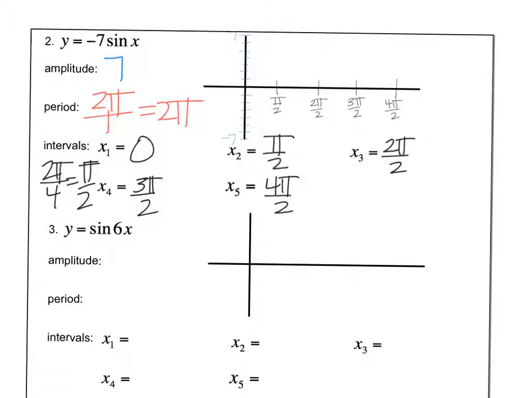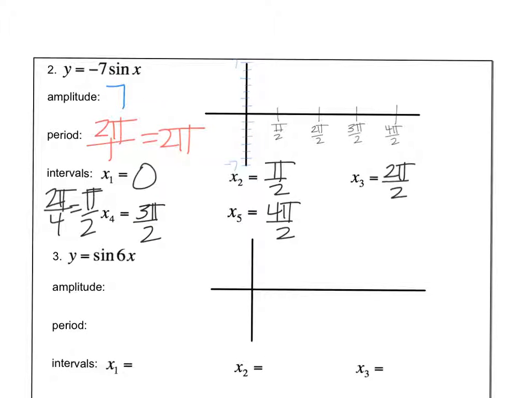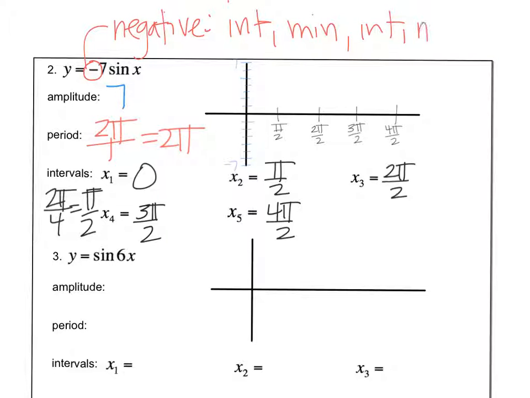This one's a little different though. What's different about this one compared to the last one? Just looking at the equation, what's different in the equation? There's something important. It's negative. When it's negative, instead of doing intercept, max, intercept, min, intercept, we're going to do intercept, min. We're going to go to the negative 7 first. Intercept, min, intercept, max, intercept is what your pattern is going to be.